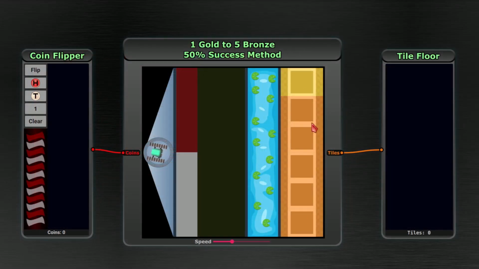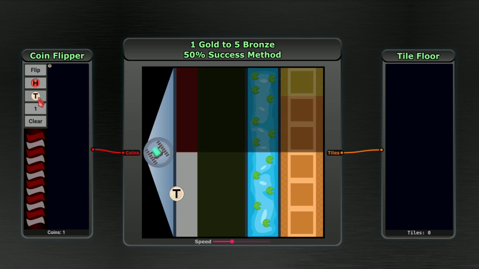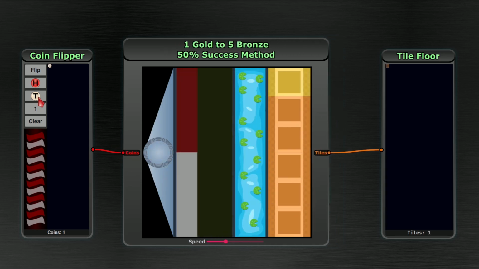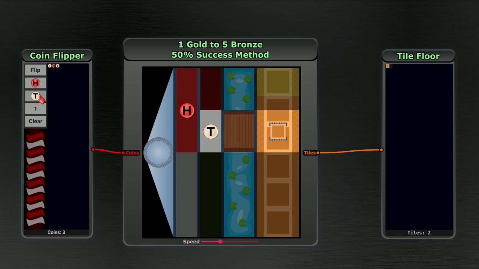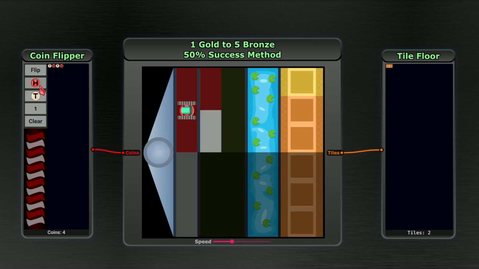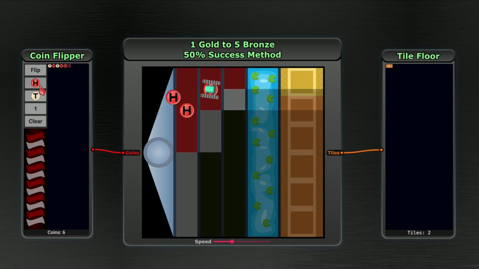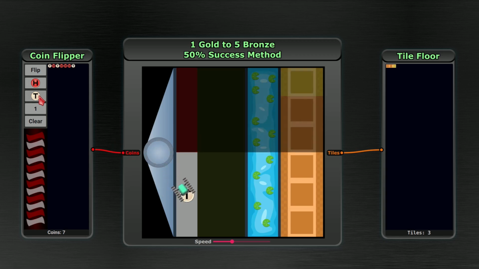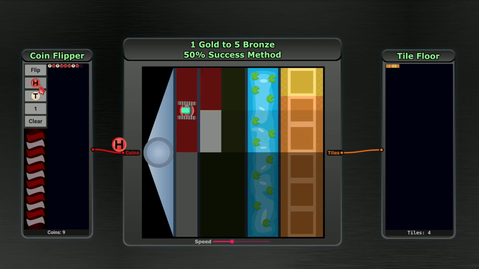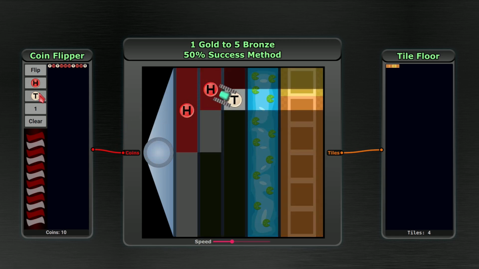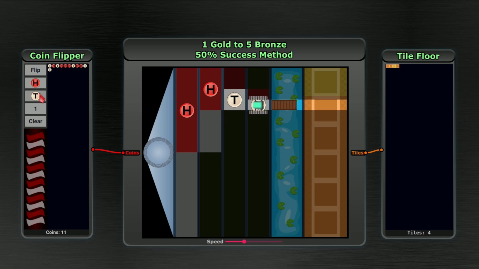There's no need for the tiles to line up nicely with the coins. Watch Tealbot for a bit. A single tails, bronze tile. A heads, followed by a tails, also a bronze tile. Heads, heads, heads. Gold tile. Tails, again gives a bronze. And heads, heads, tails, tails, bronze.